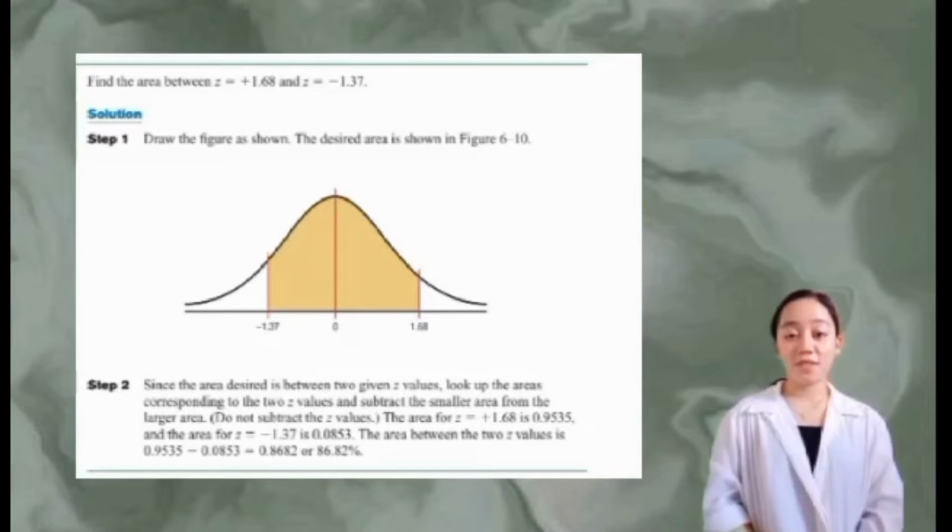The area for z, which is equal to positive 1.68, is 0.9535, and the area for z, which is equal to negative 1.37, is 0.0853. Subtracting the two areas would come up to 0.8682 or 86.82%. And that is how you find areas under the standard normal distribution curve.